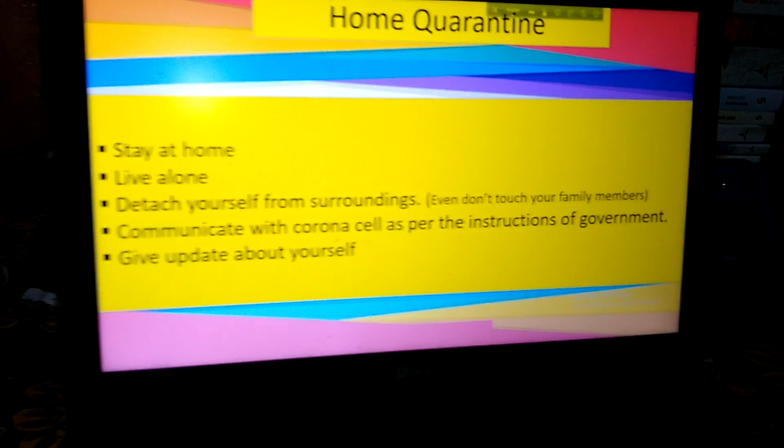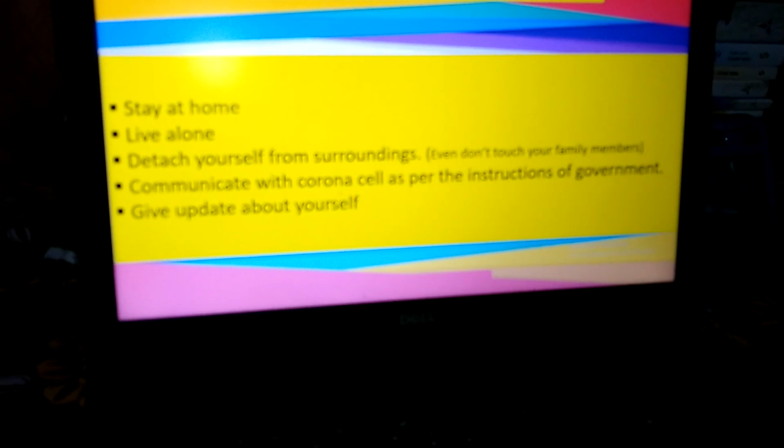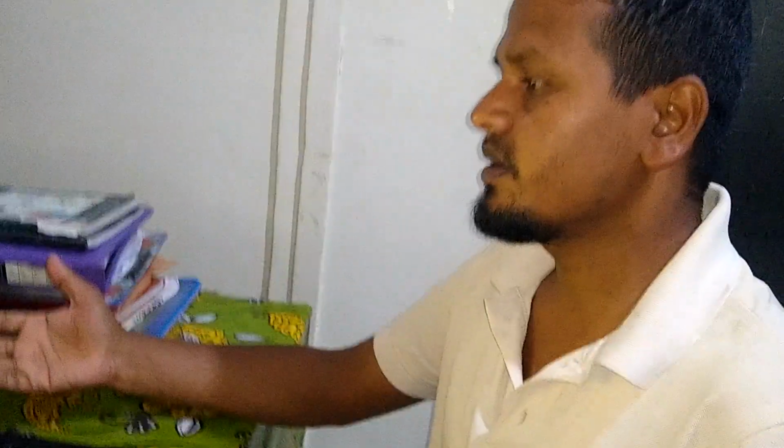So now let us discuss home quarantine. What is quarantine? The people of Bangladesh are not habituated or well acquainted with this word, home quarantine. Quarantine means stay at home, live alone, detach yourself from your surroundings. Even don't touch your family members if you have doubts about yourself.